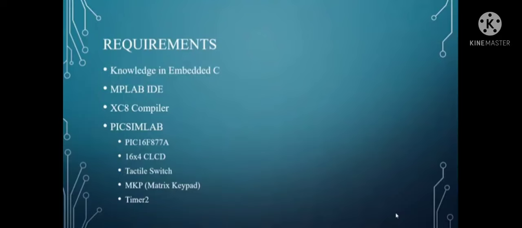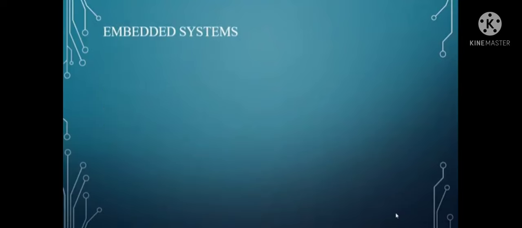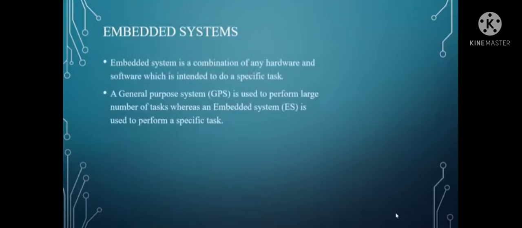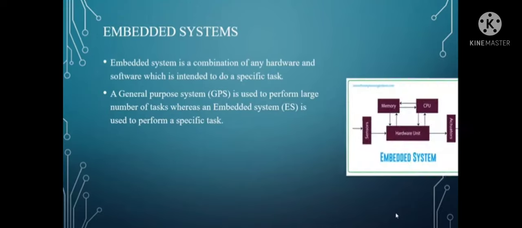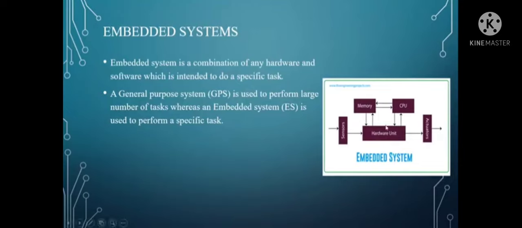Let's see in detail. Next, what is an embedded system? An embedded system is a combination of hardware and software which is intended to do a specific task. A general purpose system is used to perform a large number of tasks, whereas an embedded system is used to perform a specific task. This is the difference between a general purpose system and an embedded system. This is the embedded system block diagram, where the embedded system consists of sensors, memory unit, central processing unit, hardware unit and actuators.